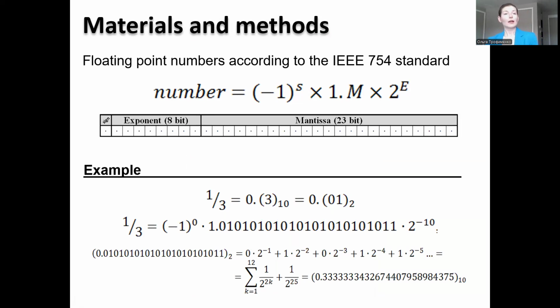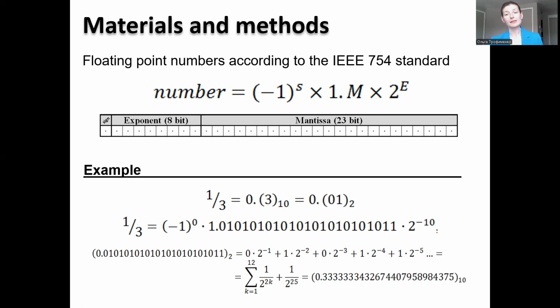You can see that floating point numbers according to the IEEE 754 standard are presented in a form where S is the number sign, M is the mantissa, and E is the number order, the exponent. The figure shows the distribution of bits of a single precision number in the binary32 format. The most significant bit is the sign, and the order of the number is stored using 8 bits. And 23 bits are allocated to the mantissa, a total of 32 bits.